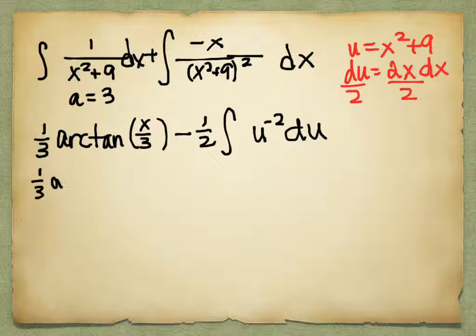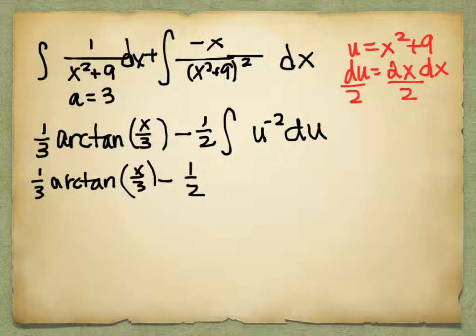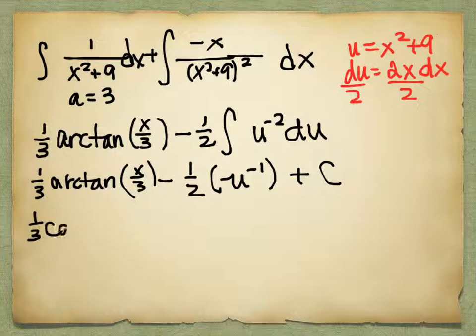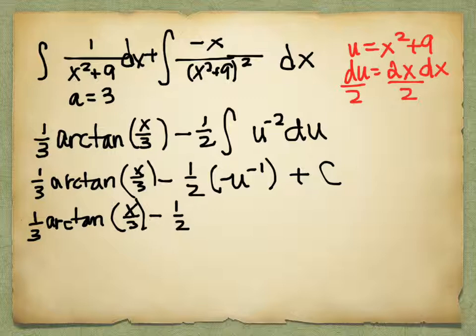Okay, so part of the problem done. 1/3 arctangent of x thirds minus the 1/2. All right, antiderivative of u to the negative 2. I feel like I already did this once today. What is it? Yep, negative u to the negative 1. I've got a plus c still. All right, and then if I've got 2 negatives there, how would I make that a plus? 1 over 2u. Will that work?